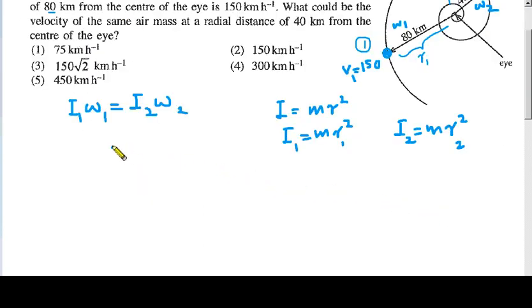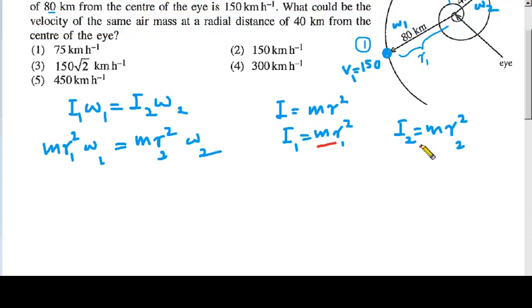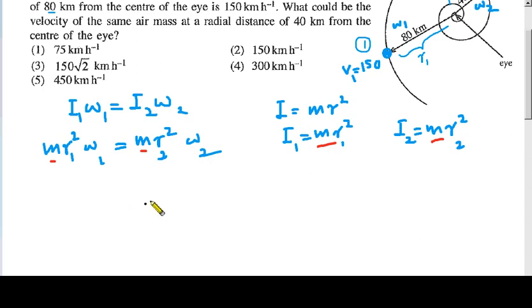Then we have to substitute it here. Instead of I1, m r1 squared, then omega 1. Instead of I2, m r2 squared, then omega 2. We used these two here. Then we have to get the relationship with this v, not with omega. Therefore we have to use the equation v equals r omega.